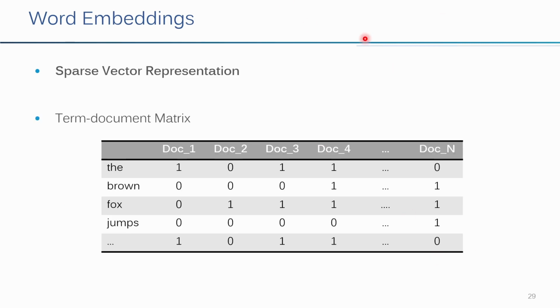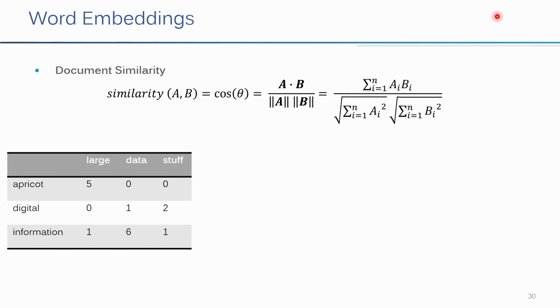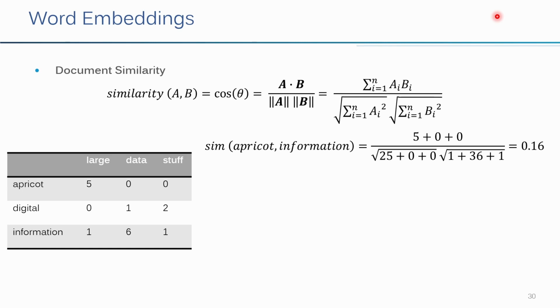This is just a recap of what we had. We're moving from a term-document matrix, in which we have specific words and counts, and we use this vector representation. In this case, we have apricot, digital, and information. To calculate their similarity, we do the cosine similarity right here, using the dimensions, whatever these dimensions are. In this case, we have dimensions like large, data, and so on. We can have whatever, like count or part of speech, it doesn't matter. And then we calculate the similarity.